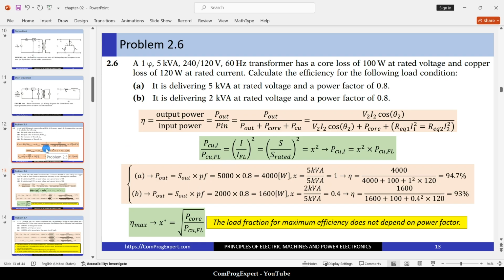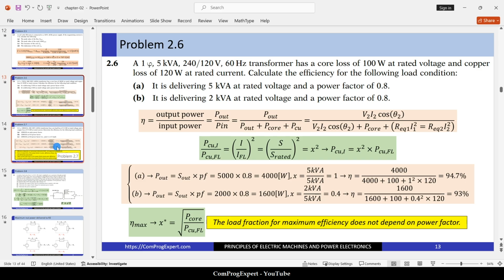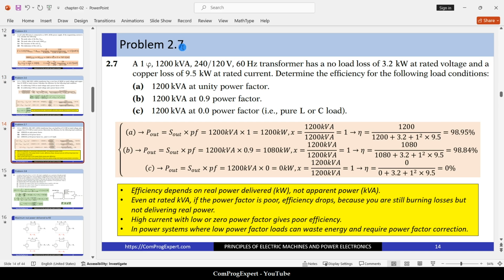Anyway, the next problem, problem 7. A single phase 1200 kilovolt ampere, 240 to 120 volt, 60 hertz transformer has a no load loss of 3.2 kilowatt at rated voltage and a copper loss of 9.5 kilowatt at rated current. Determine the efficiency for the following load conditions.